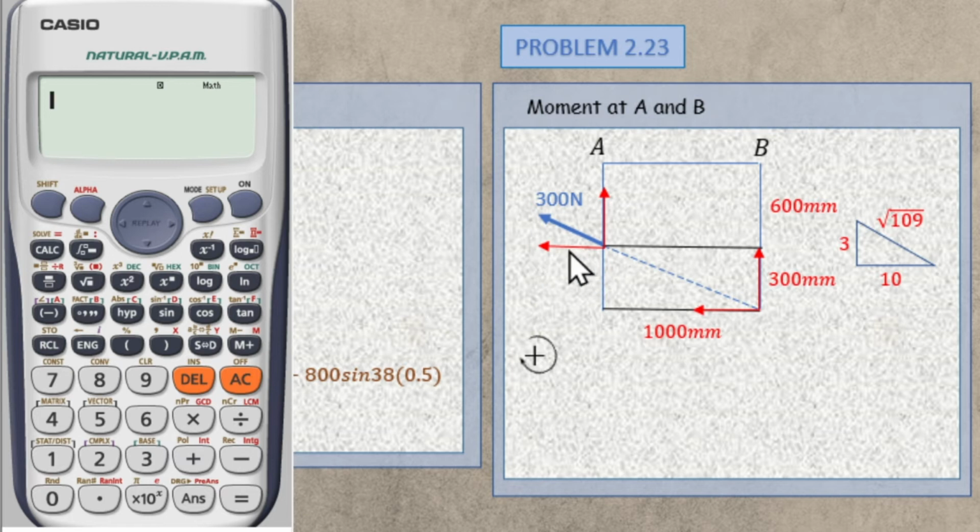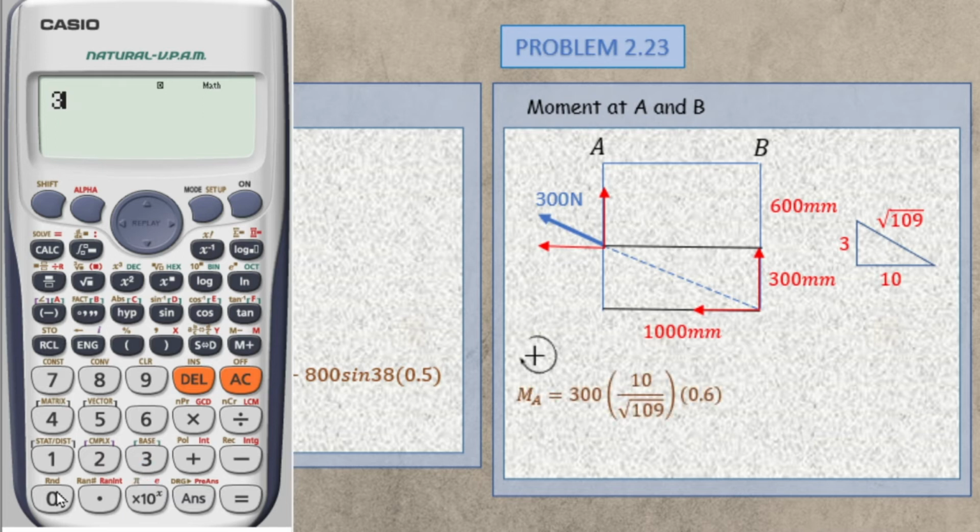So here, I will just use this x component to take moment at A, and it is rotating in clockwise direction. So therefore, based on our assumption, it will be positive. So 300 cosine theta multiplied by its moment arm, 0.6. But what is cosine theta? If you notice this right triangle, I will simplify this one. So our cosine theta will be adjacent side, which is 10, over our hypotenuse, which is square root of 3 squared plus 10 squared, equals square root of 109.